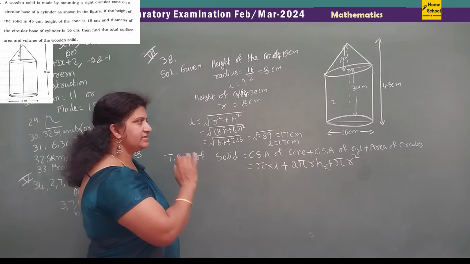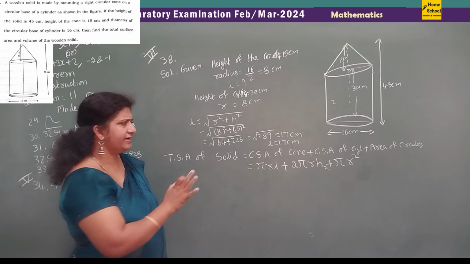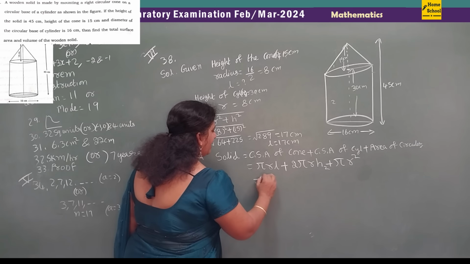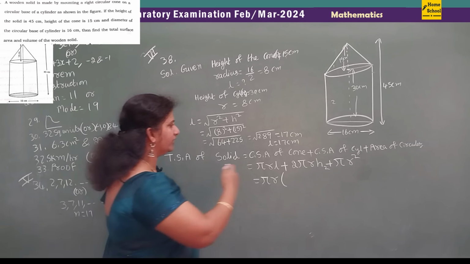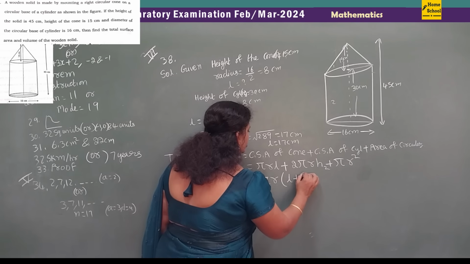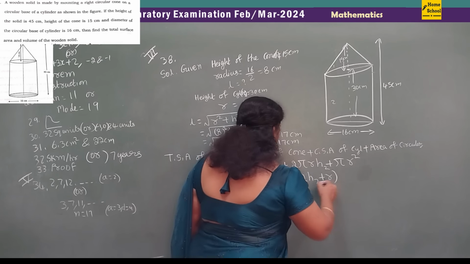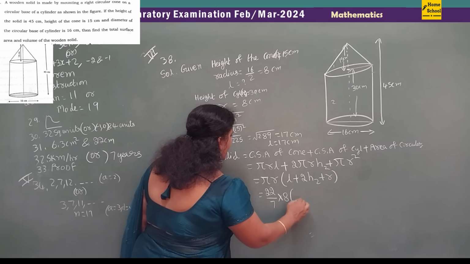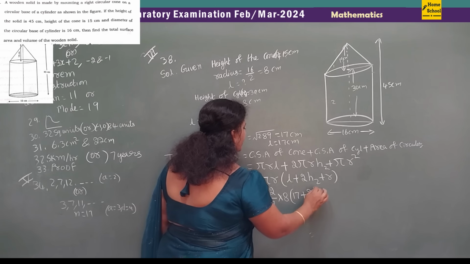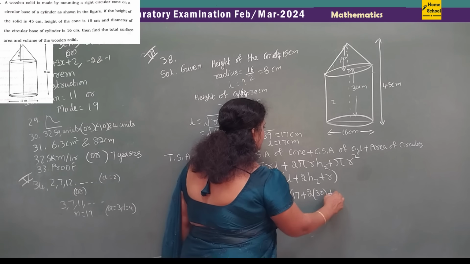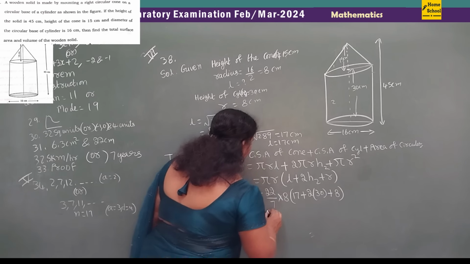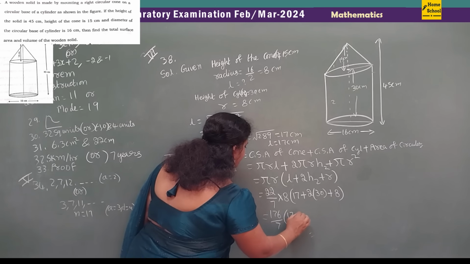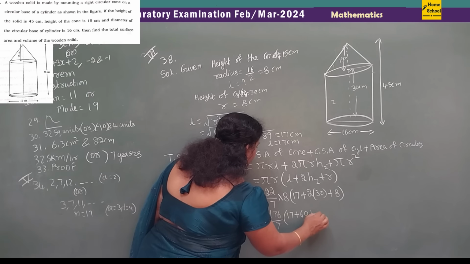And now, for TSA, this is the formula. For volume, there is another formula. First, let us finish up TSA. Among these, is there anything common? Yes, pi R is common. So, take out pi R common in all the three. L plus 2H2 plus R. Pi value is 22 by 7, R value is 8, L value is 17, plus 2 into H2 value 30, plus R, the radius of the circular base, 8. And 22 into 8 will be 176 by 7 into 17 plus 2 30s are 60, plus 8.